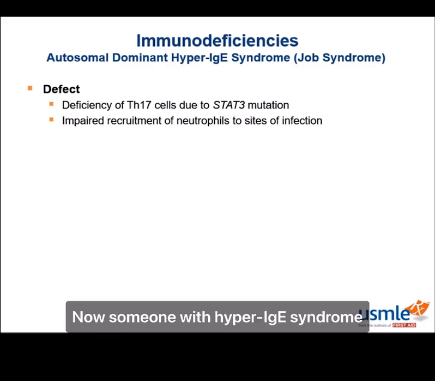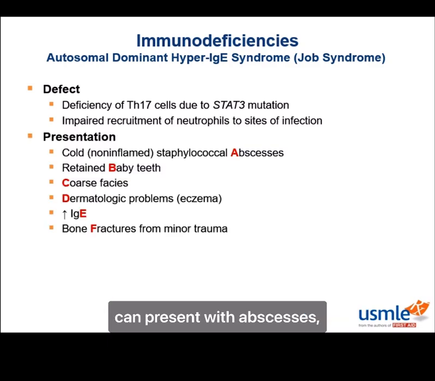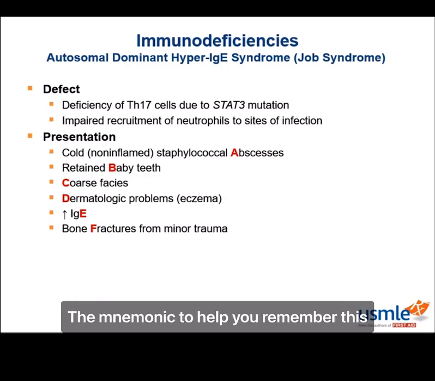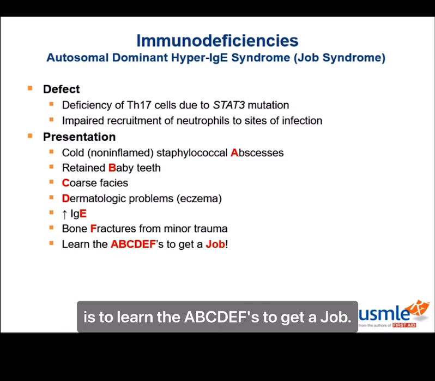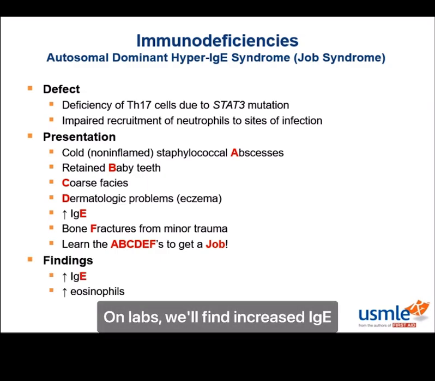Now, someone with hyper-IgE syndrome can present with abscesses, retained baby teeth, coarse facies, dermatologic problems, increased IgE, and bone fractures. The mnemonic to help you remember this is to learn the ABCDEFs to get a job. On labs, we'll find increased IgE and increased eosinophils.